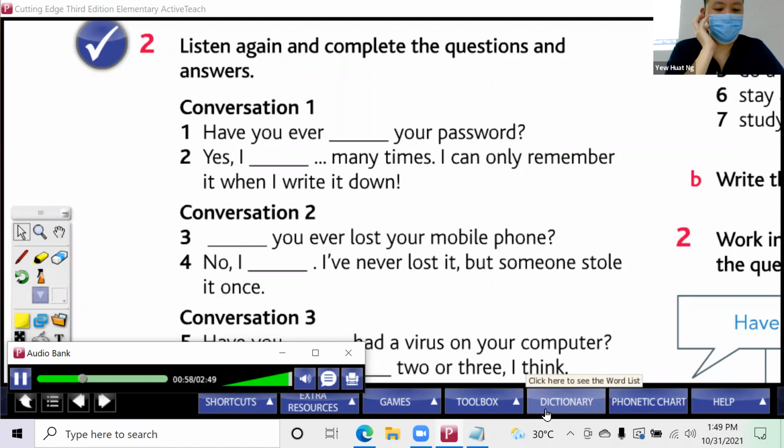2. So, why don't you send Sonia a text message and ask her about the party? Yes, good idea.